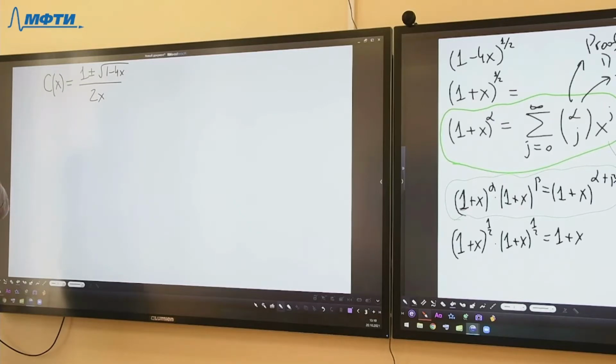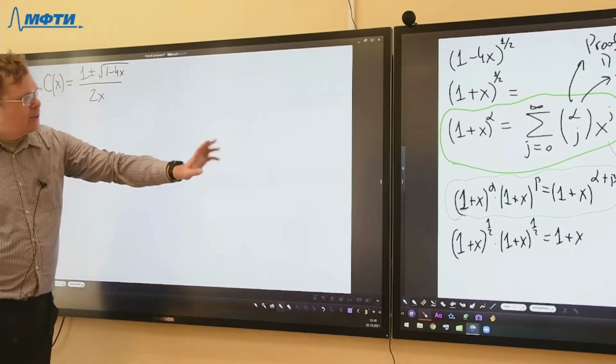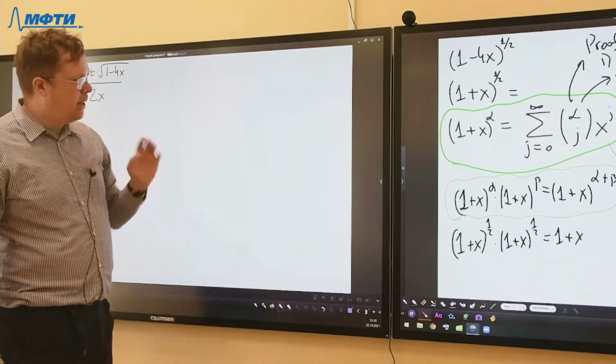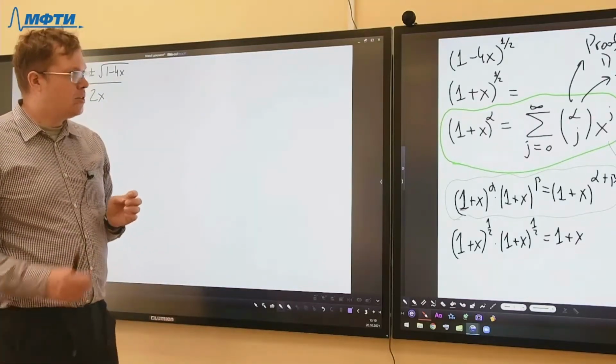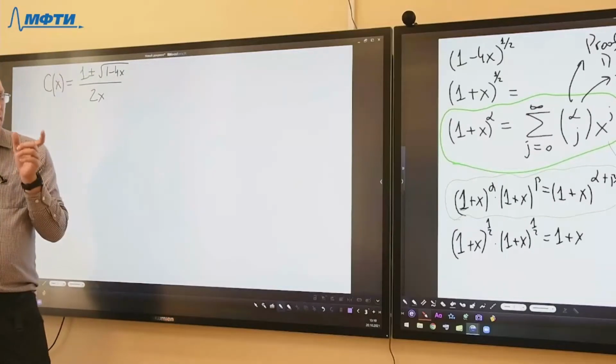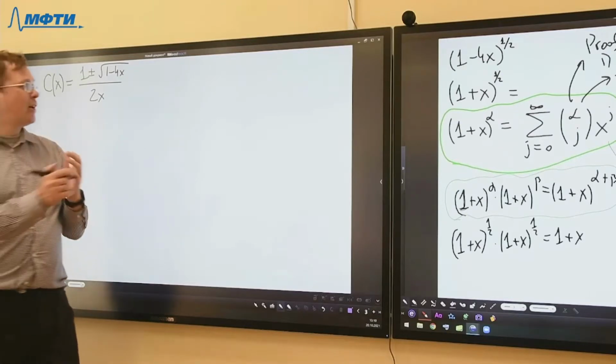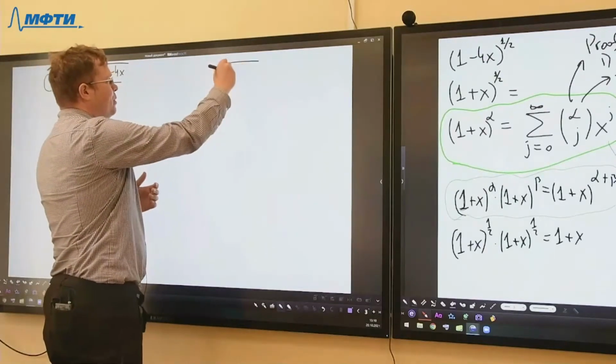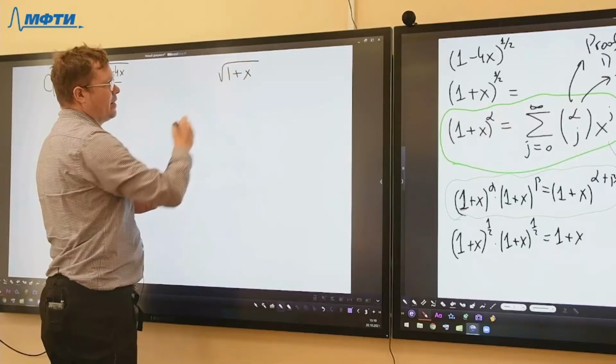You don't know. Of course, yeah. So you know the difference between the algebraic root and the arithmetic root? No. Yes. So what do you mean by the square root of, like, 1 plus x?